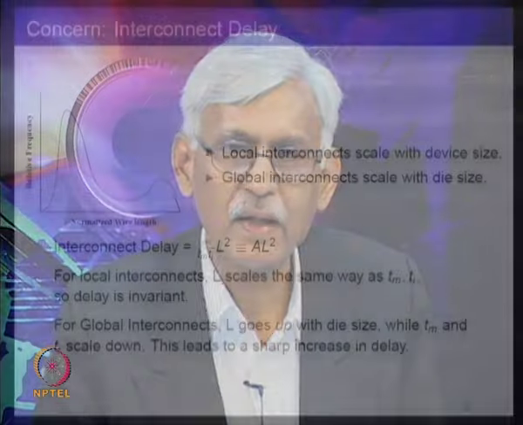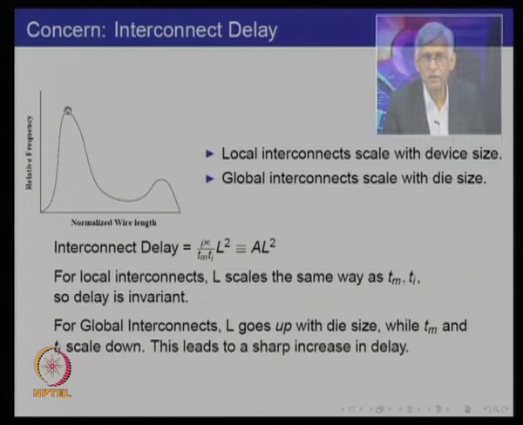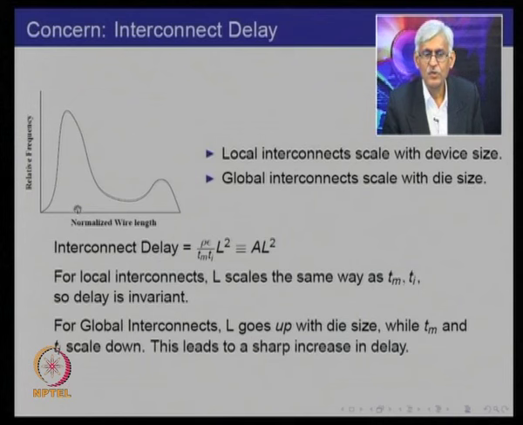Now, let us look at the statistics of the kind of wires that we normally have on an integrated circuit. This is just a notional diagram. Essentially, you have a very large number of wire lengths which are distributed around some peak here. This is a histogram. The x-axis shows the normalized wire length. The wire length is normalized to the diagonal of the die size. Therefore, it will essentially spread from a range which is roughly 0 to 1.